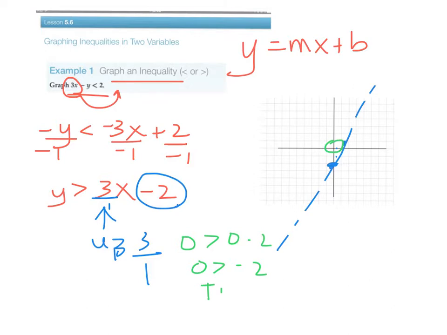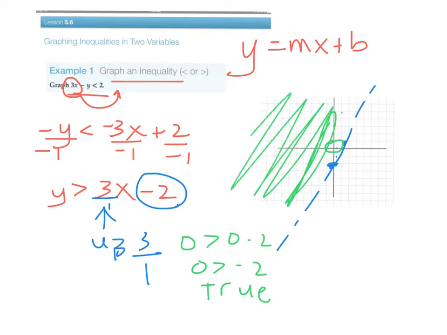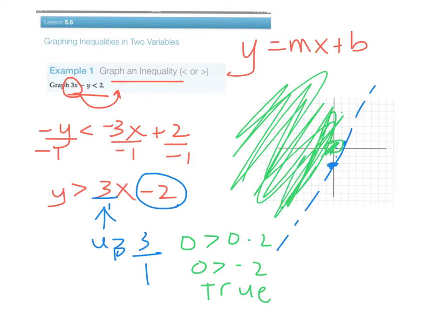If it is true, then this side of the line gets colored or shaded in. If it's false, I would shade on the other side. And the reason I'm shading is because I'm shading the 0. See, there's the 0 right here. So I'm shading where it is true. That means any point where I see green would work, and any point that's not green would not work, because 0 works. 0 is true.